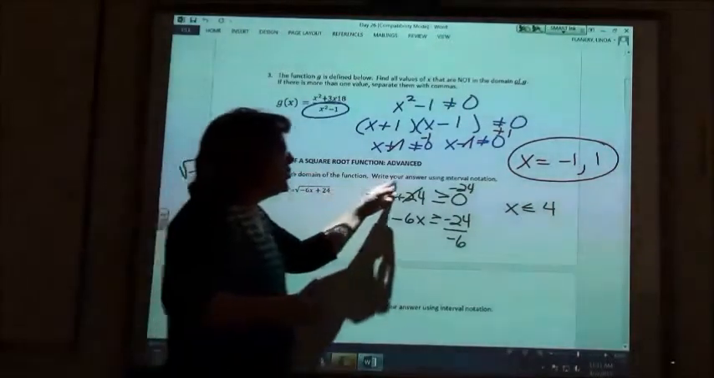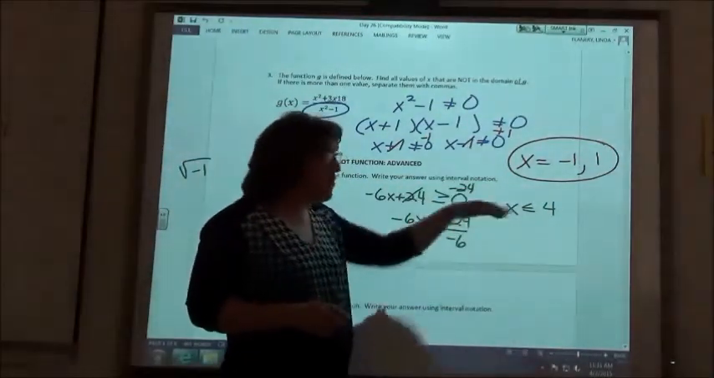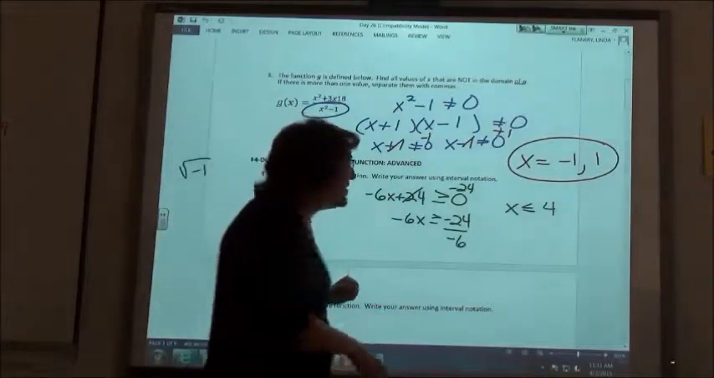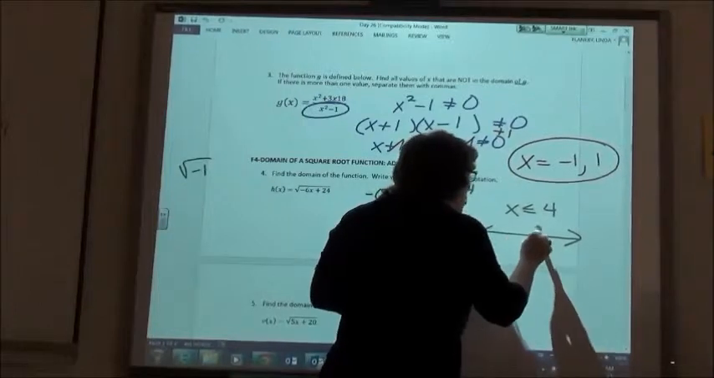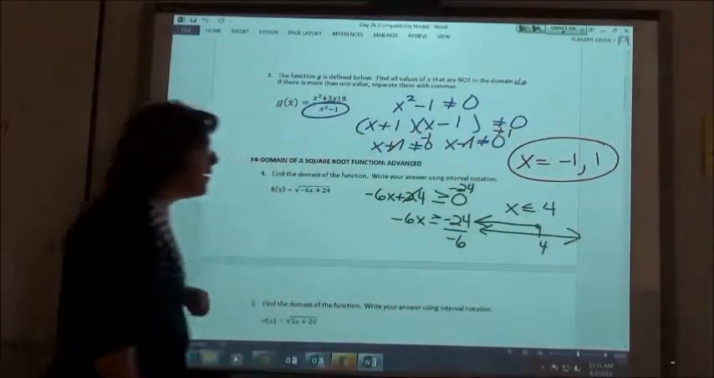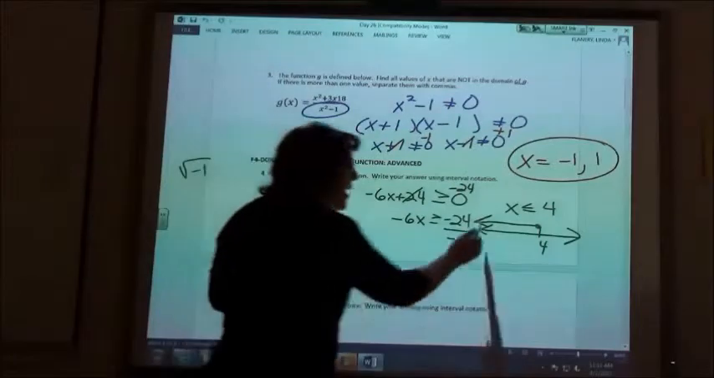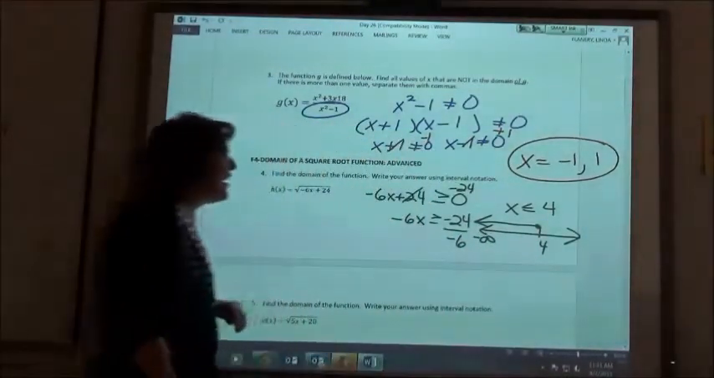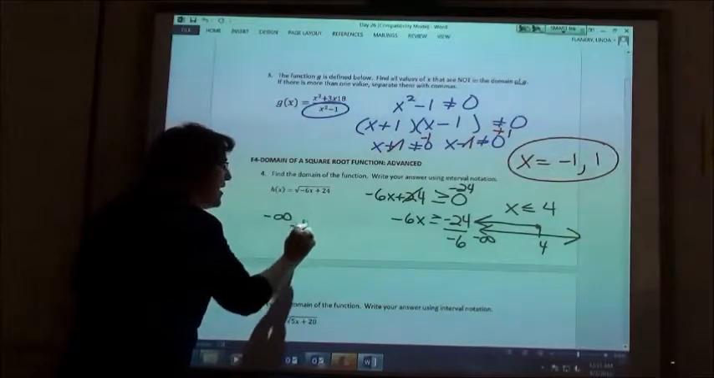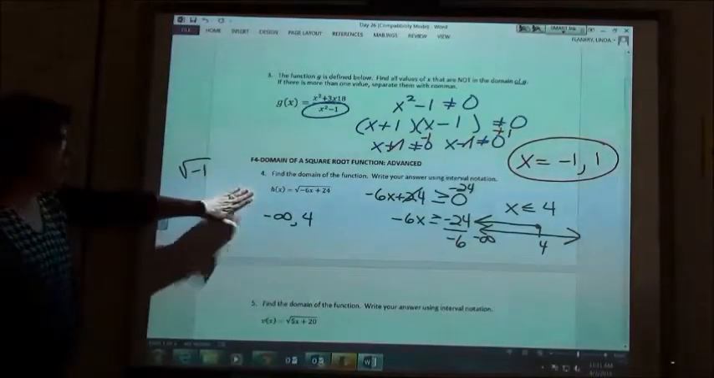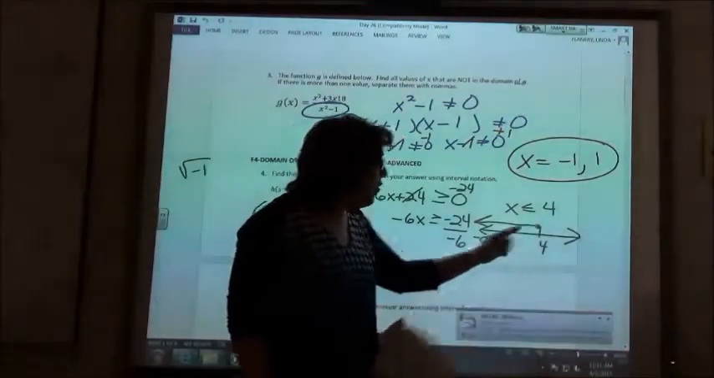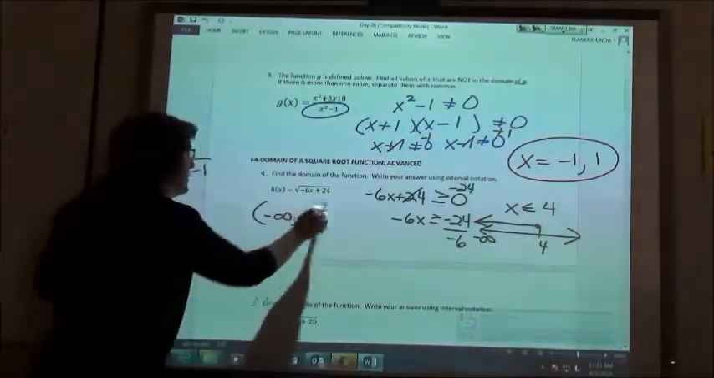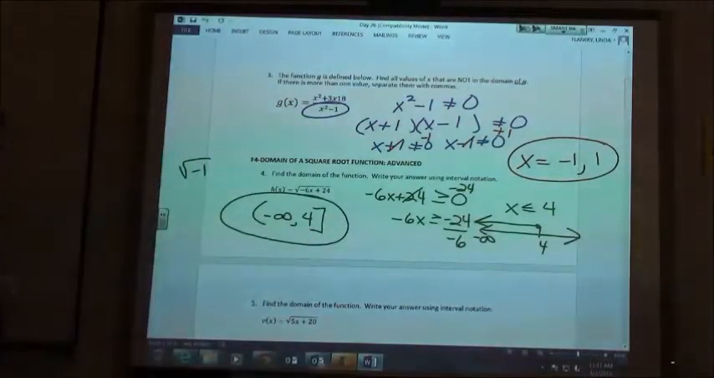We want to write our answer using interval notation. Interval notation, that's the thing with the brackets and the parentheses. I think about my answer on the number line. I am less than or equal to positive 4. So from left to right on my number line, this end is negative infinity. I'm going from negative infinity to 4. I can't be on infinity, so it's going to have a parenthesis, but I am equal to the 4, so that's going to have a bracket. So in interval notation, I'm going from negative infinity to 4, including the 4.